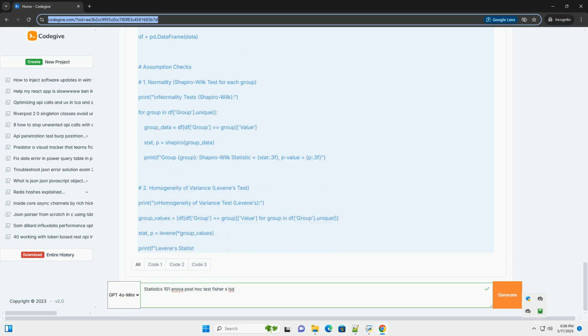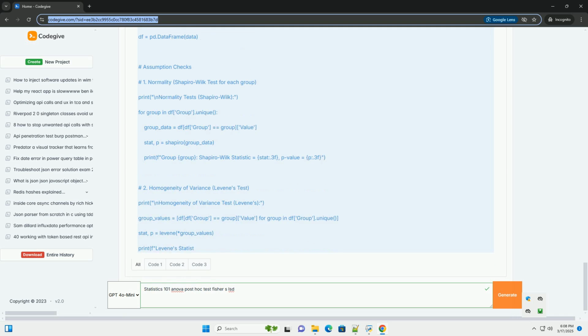1 minus alpha/2 is used for a two-tailed test. LSD calculation: calculates the LSD using the formula mentioned earlier. Mean difference: calculates the absolute difference between the means of the two groups being compared. Comparison: compares the mean difference to the LSD. If the mean difference is greater than the LSD, the difference is considered statistically significant, and a message is printed to the console. 8. Pairwise comparisons. The code iterates through all possible pairs of groups and calls the fisher_lsd function to perform the comparison. 9. Output. The code prints a message to the console indicating whether each pair of groups is significantly different based on Fisher's LSD.